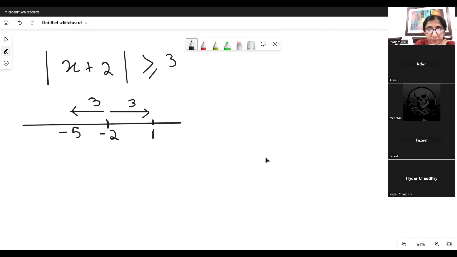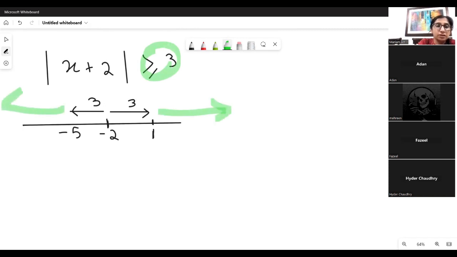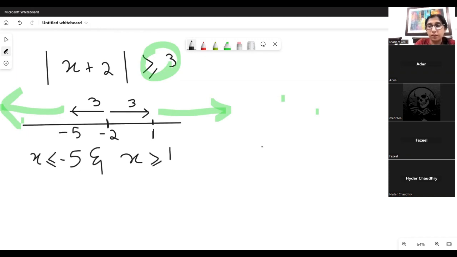ठीक है, but it says that the distance is greater than 3. तो वो ये वाला रीजन है या फिर ये वाला रीजन है जहां पे greater than 3 है? So your answers would be x is greater than or equal to 1 and x is less than or equal to -5, क्योंकि यहाँ पे equals to. ठीक है, so when you have greater than symbol in the modulus function question, तो आपके पास 2 sets of answer आते हैं.